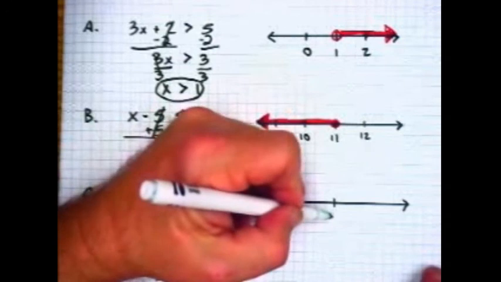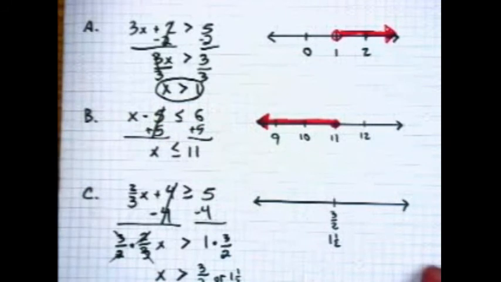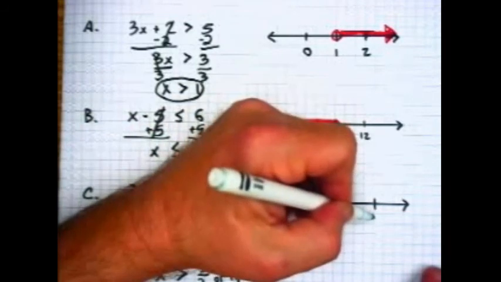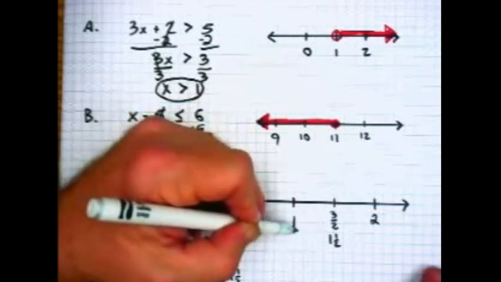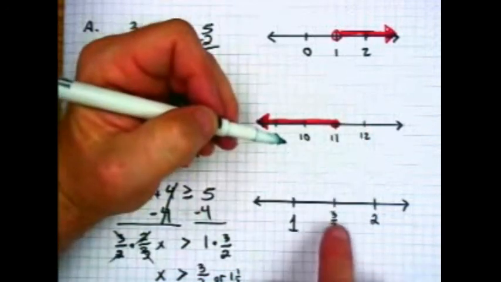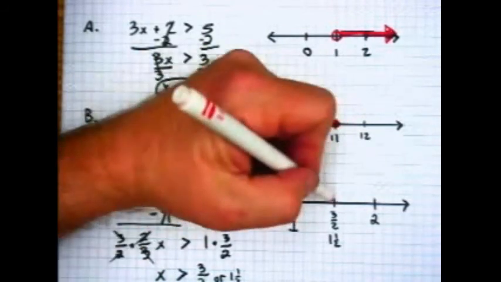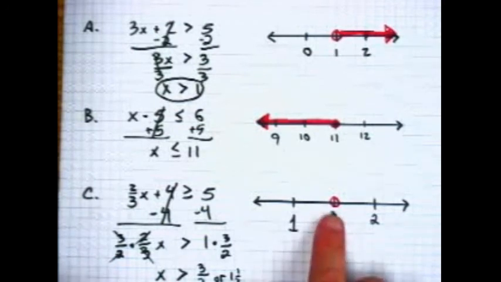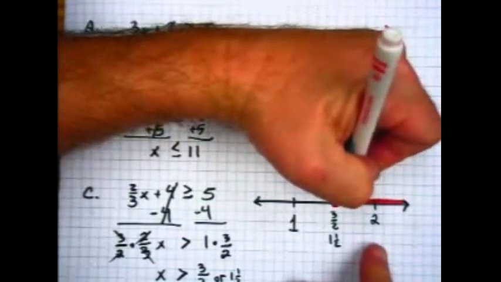So I'm going to put 3/2, or 1 1/2, whichever way you care to think of it, there. And then up here somewhere, this would be 2. And then down here, this would be 1, with 3/2, or 1 1/2, between 1 and 2. X cannot equal 3/2, so we have to leave an open circle. But x is greater than 3/2. Well, on which side of 3/2 are the numbers greater? This way. So that's the direction we shade.